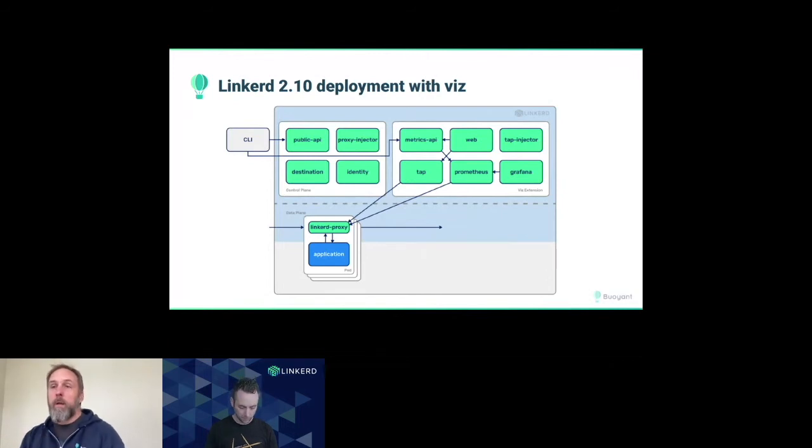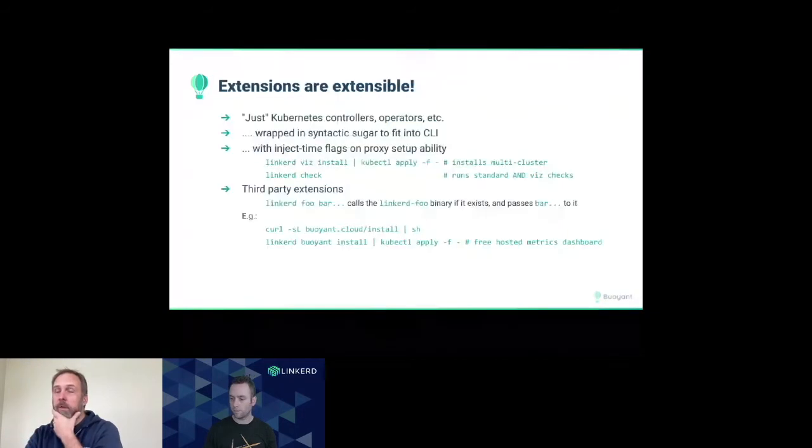Okay, so I think I talked a little bit about this, but extensions are also extensible. So now we have a very nice mechanism for you to add integrations into Linkerd. Extensions are just Kubernetes controllers and operators and whatever, with a little bit of a wrapper around them, mostly to make them fit into the CLI. And then they also have the ability to add inject time flags to set on the proxy. So if you need to enable certain features in the proxy, then extensions can do that as well. So for example, to install the Viz extension, you're doing Linkerd Viz install piped to kubectl apply -f dash, right? Just like you would do with Linkerd install.